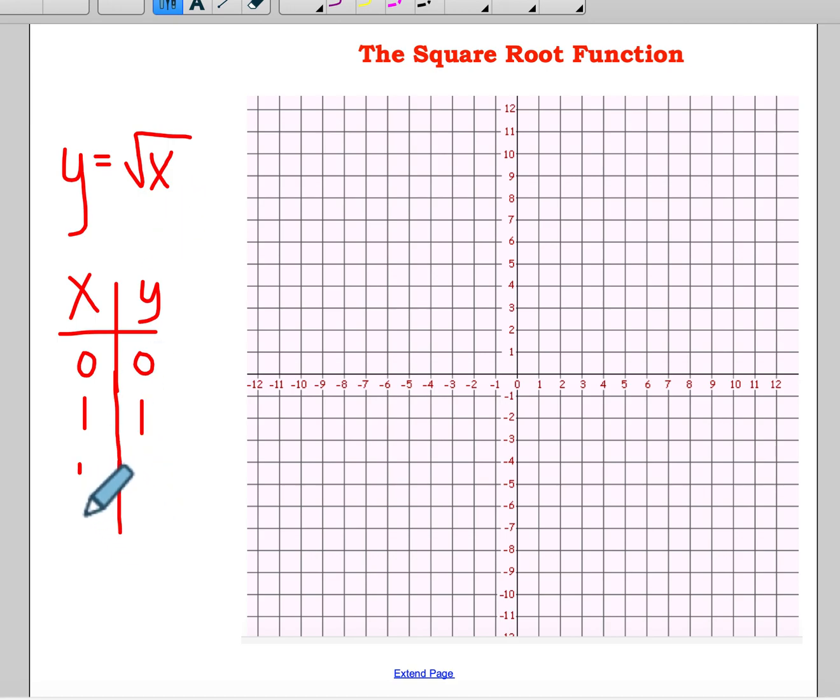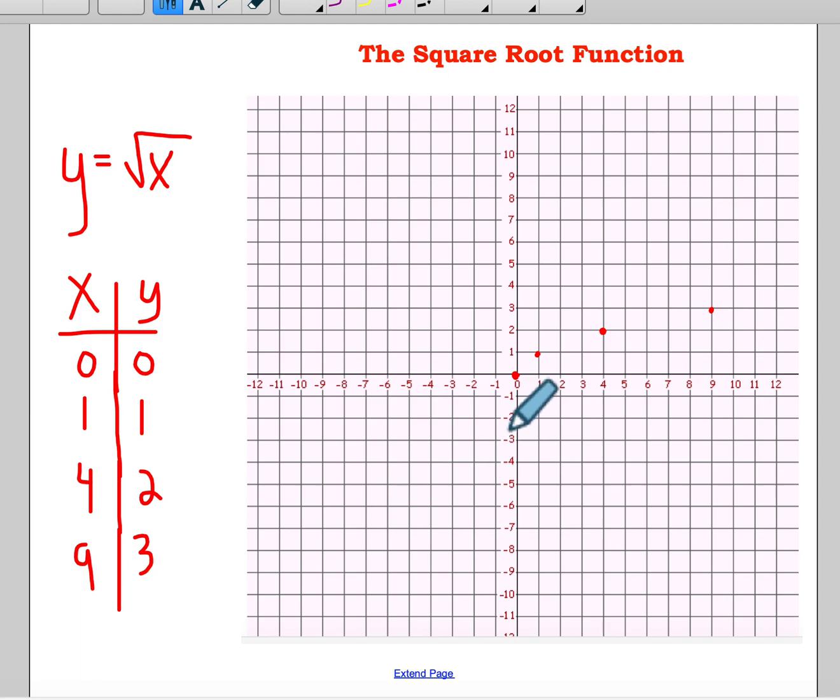But I'm going to use 4, because the square root of 4 is equal to 2. And then I'm going to use 9, because the square root of 9 is going to get me to 3. Could use 16, but my graph only goes to 12. So when I plot these points, I'm going to get something that hopefully looks kind of familiar to most of you. And we're going to get what is known as a square root function.